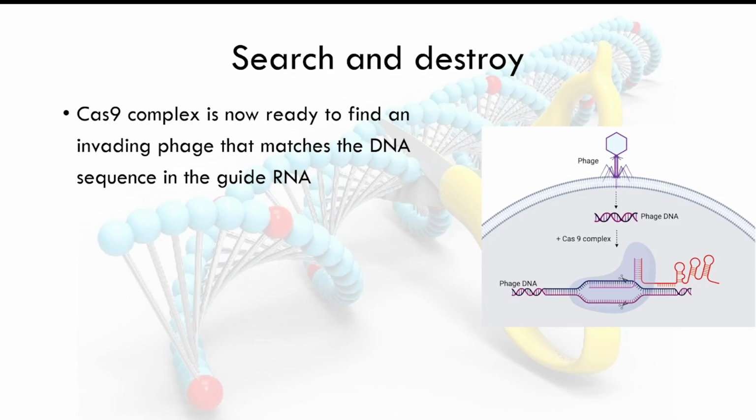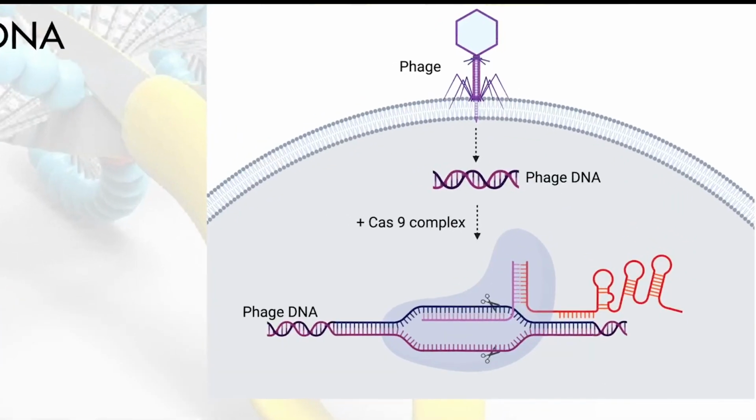Okay. Back to this. Cas9 complex is now ready to find an invading phage that matches the DNA sequence in the guide RNA. Notice the picture has a smaller section here. So have a look at this little part here, let me get my little laser pointer up for you.